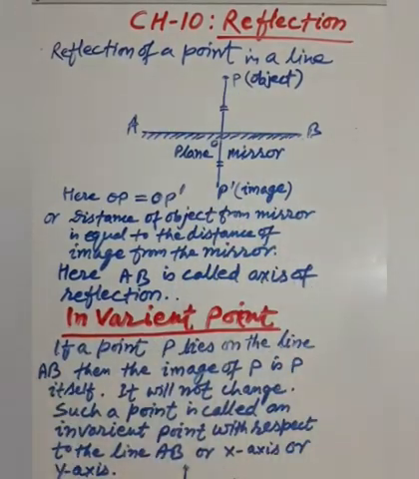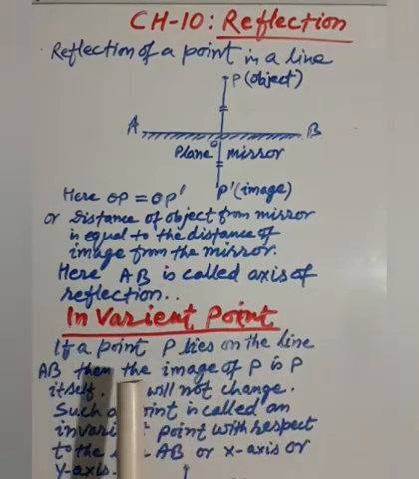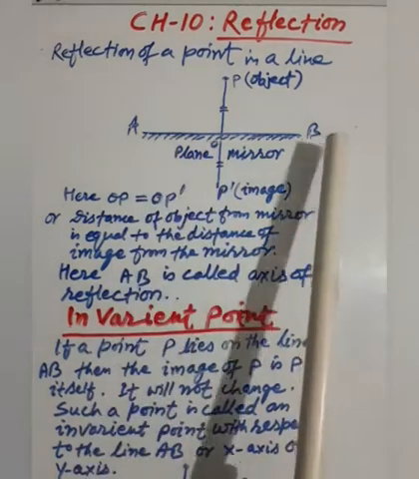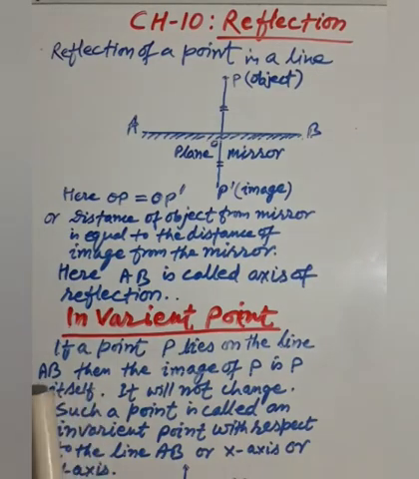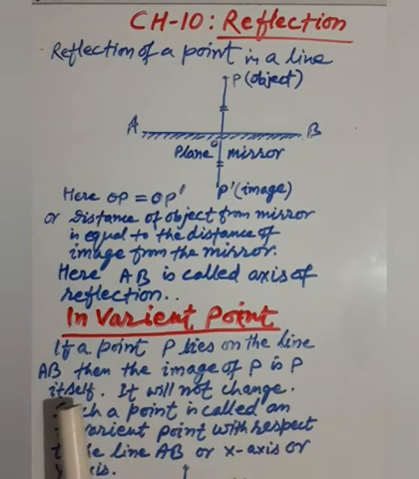Now see about the invariant point. What is an invariant point? If a point P lies on the line AB or the x-axis, then the image of P is P itself. The image will be that point itself, so it will not change. Such a point is called an invariant point with respect to the line AB, the x-axis or the y-axis.